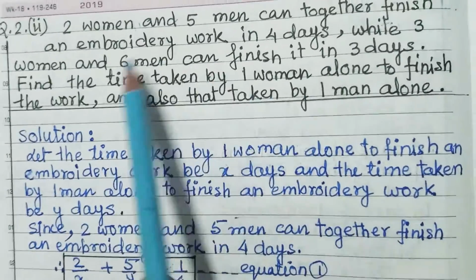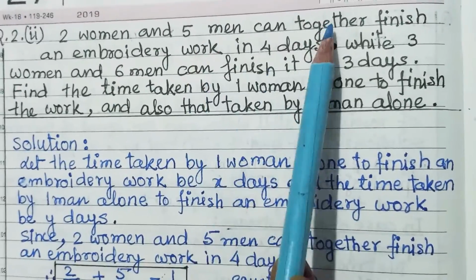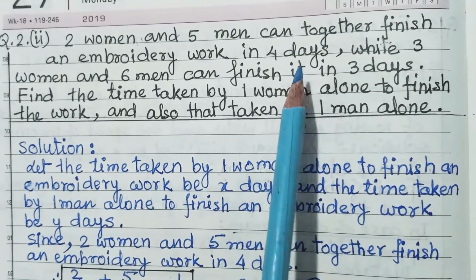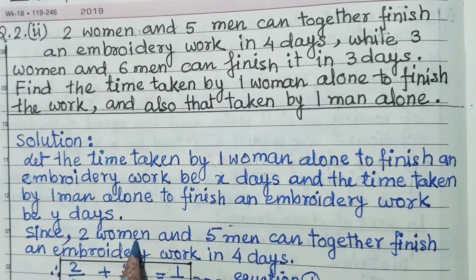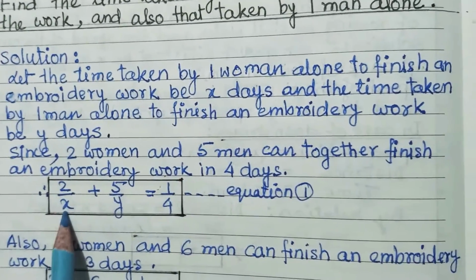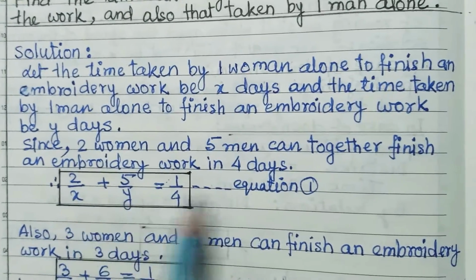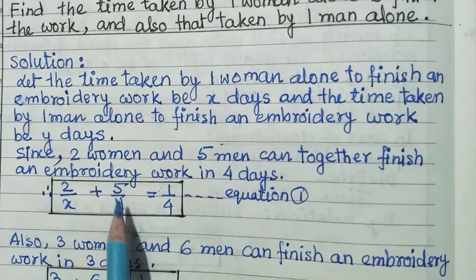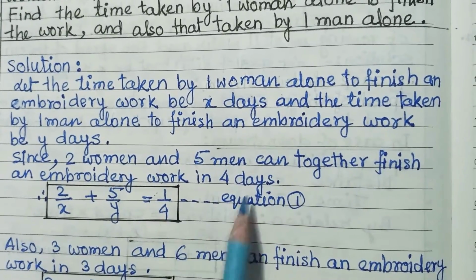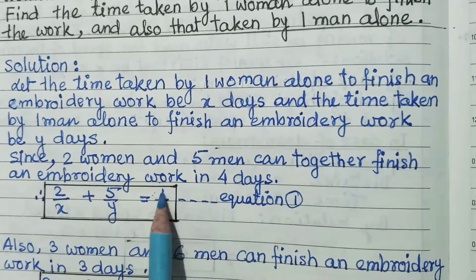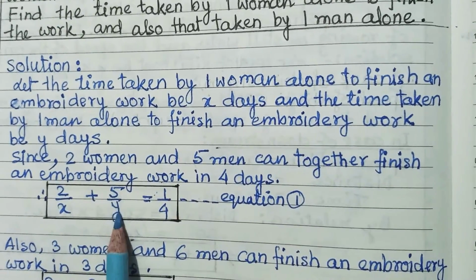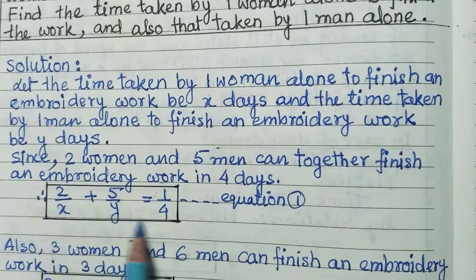Similarly, it has been given that 2 women and 5 men can together finish an embroidery work in 4 days. So this equation you see, 2 women and 5 men. So the women's per day work is 2 upon x and the men's per day work is 5 upon y. Together in 4 days they can do the work, so in 1 day they will do 1/4 part. So it is 2 upon x plus 5 upon y is equal to 1 upon 4. It is the first equation.